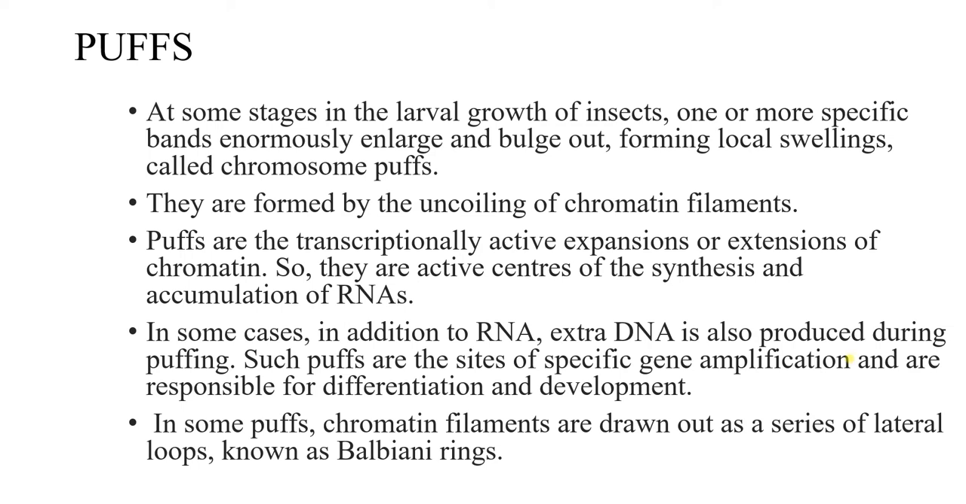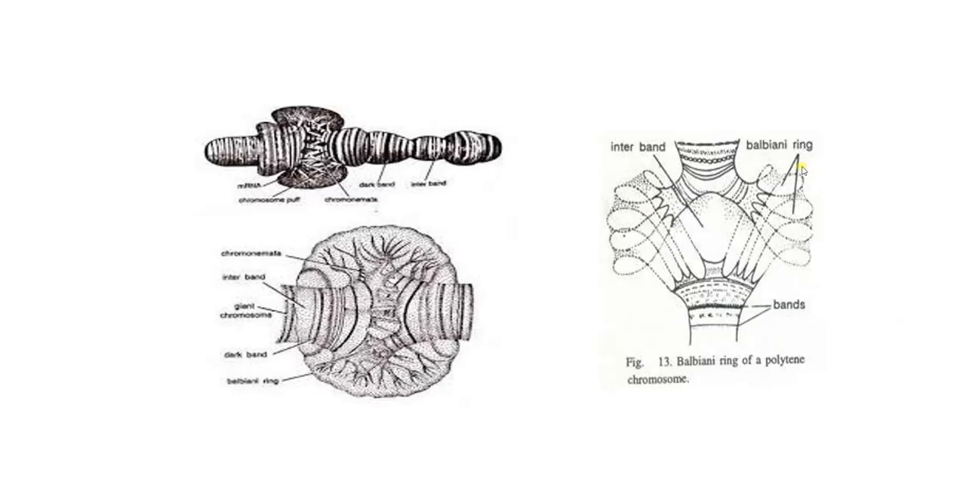In some cases, in addition to the RNA, extra DNA is also produced during puffing. Such puffs are the sites of specific gene amplification and are responsible for differentiation and development. In some puffs, chromatin filaments are drawn out as a series of lateral loops known as Balbiani rings. These are Balbiani rings. It shows the interbands and the dark bands.